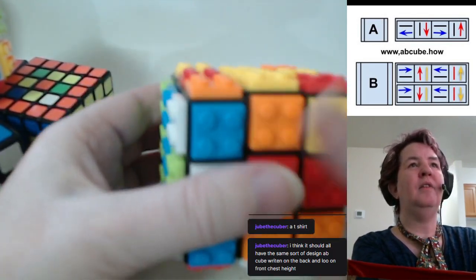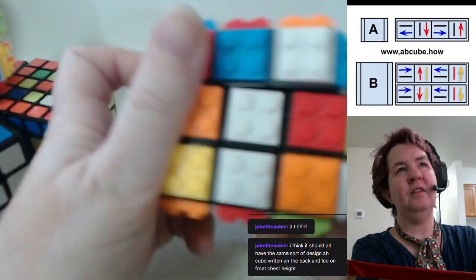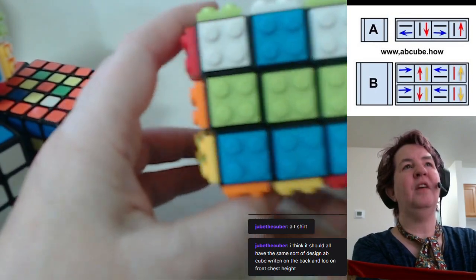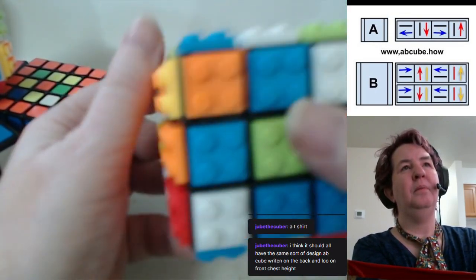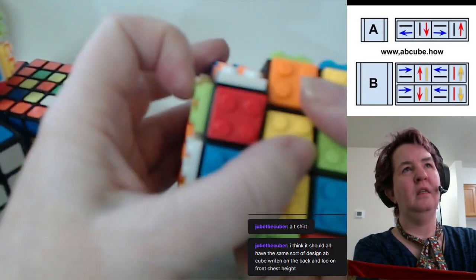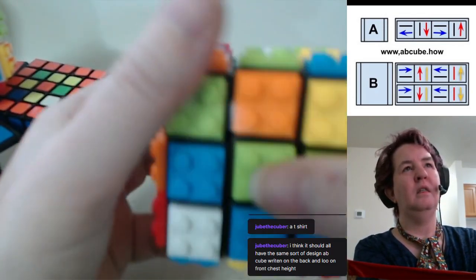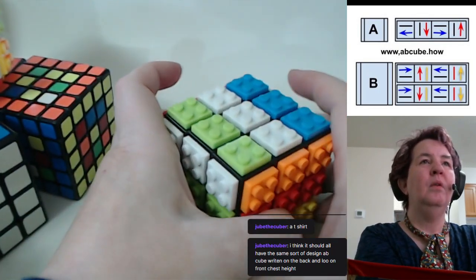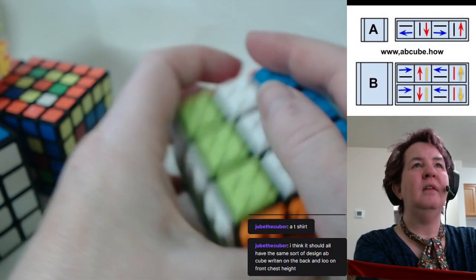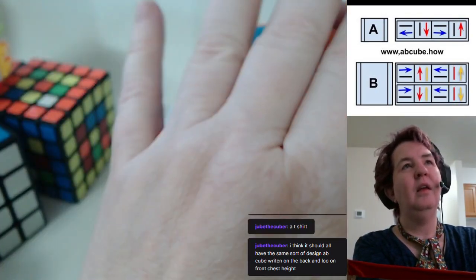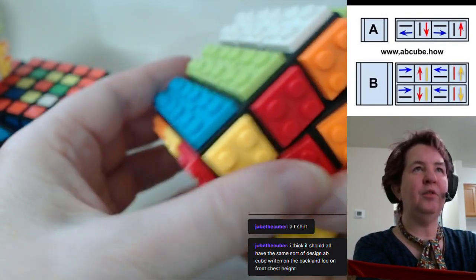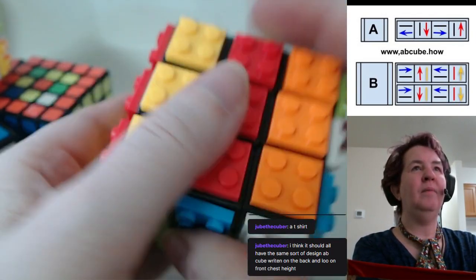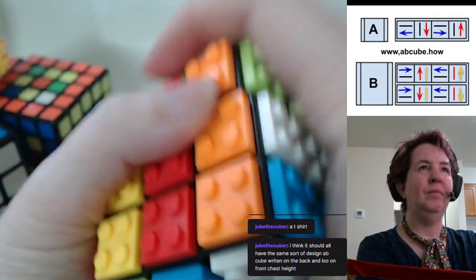Okay, now. Left up, formula B for edges, left down, upside down and sideways, left up, B for edges, down and down. And so we've got the blue, green, and white cloth visual that goes this way, and we've got the red, orange, and yellow visual that goes the other way, and they wrap around each other to meet.